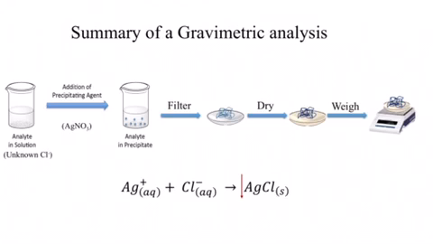Here you can see a summary of the procedure generally used in gravimetric analysis. You have a solution containing your analyte. A precipitating agent, here silver nitrate, is added, which results in a precipitate containing the analyte. In the next step, the precipitate is filtered, dried, and finally, based on the weight of precipitate, you can determine the percent chloride you had initially in your sample.